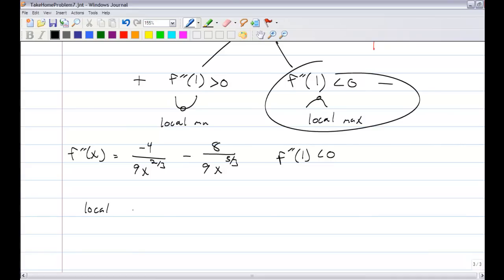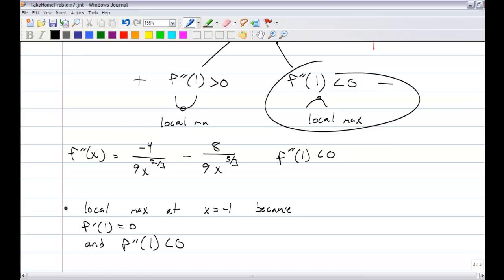Local max at x equals 1 because f prime of 1 equals 0 and f double prime of 1 is less than 0. Done.